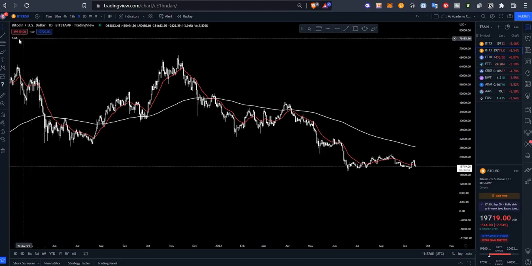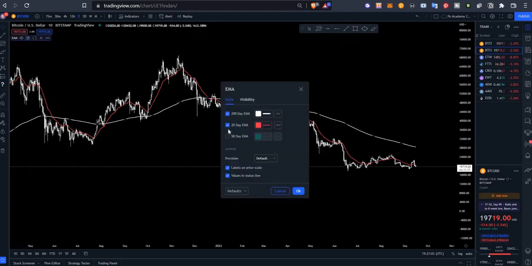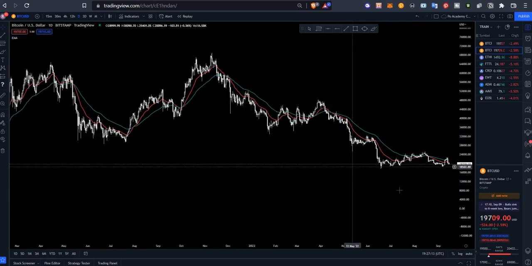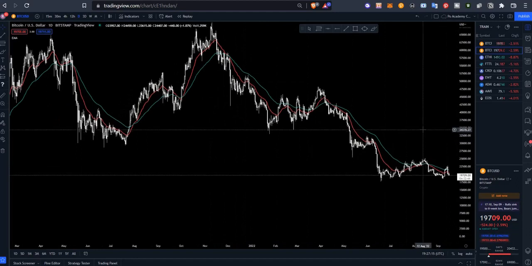Now, removing that, let's add EMA 20 and 50, and remove 200. What I'm trying to make you understand, you will start understanding as we move on. You can decide to put EMA 1000, you can put EMA 1, you can put EMA 20, EMA 21, or EMA 27.